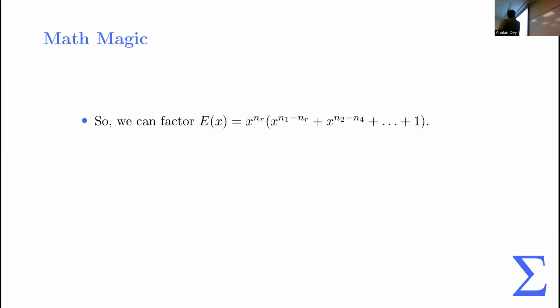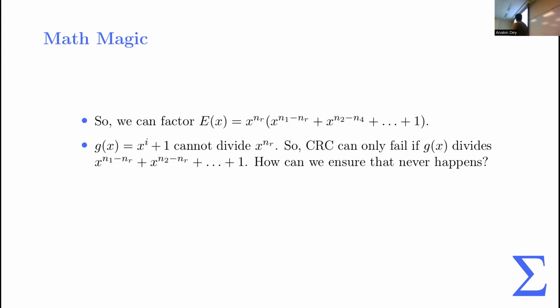So we can factor out E of X. We can pull out the largest polynomial, and we're left with x to the n1 minus nr, x to the n2 minus nr, and so on and so forth. G of X, which we've picked as x to the i plus 1, can't divide x to the nr, right? That's just not going to divide cleanly because that's got a plus 1. So the only case where our CRC fails is if x to the i plus 1 divides this sum. How can we prevent that?